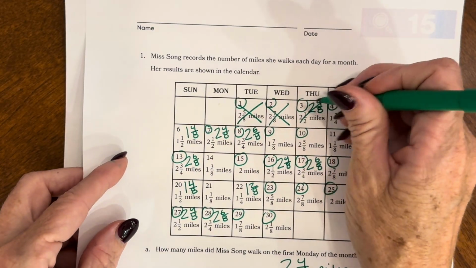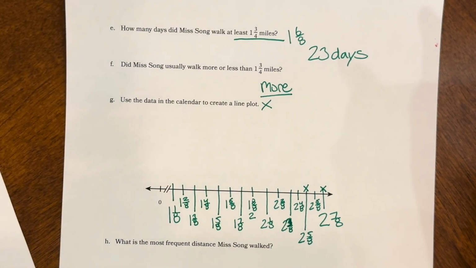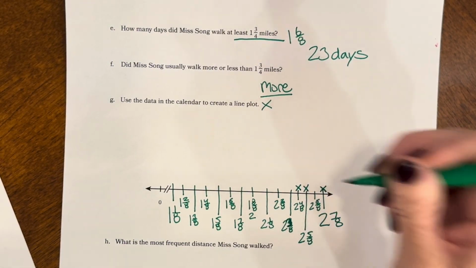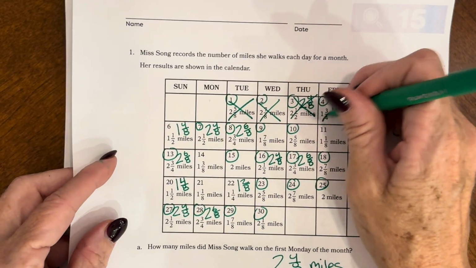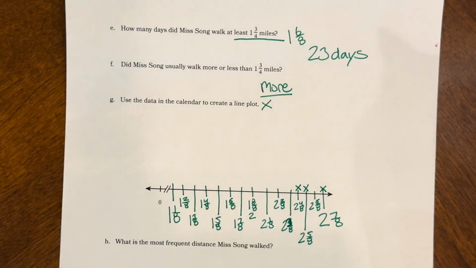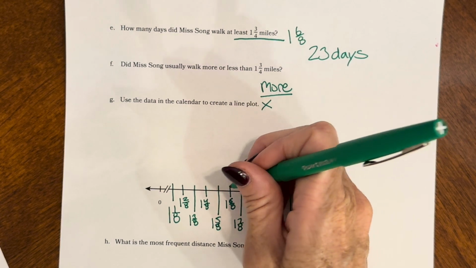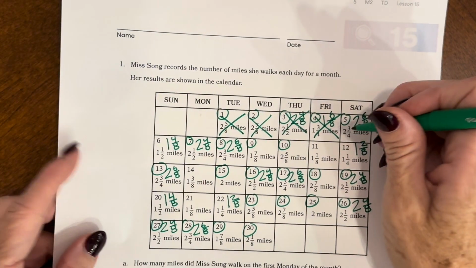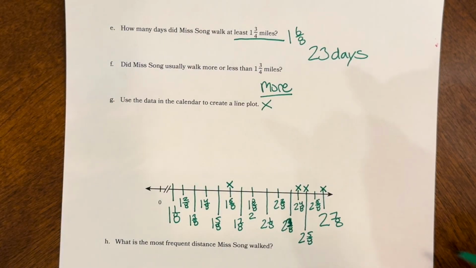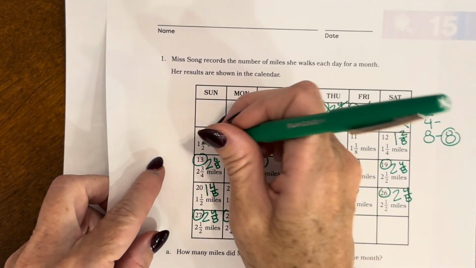My next one is 2 4/8. So I'm going to put an X on 2 4/8. Okay, then we have 1 6/8. So we're going to find 1 6/8 and put an X. And 2 6/8. I'm going to put an X. I'm going to go kind of fast.